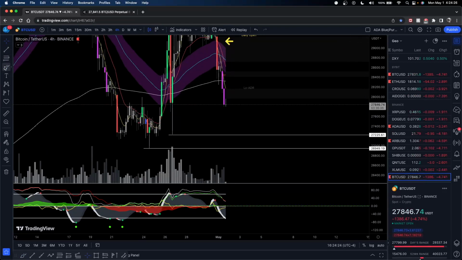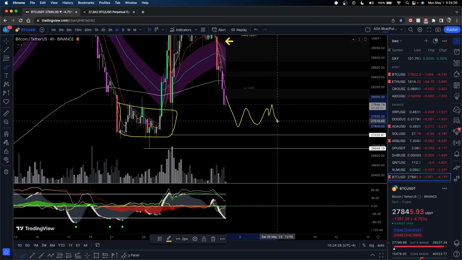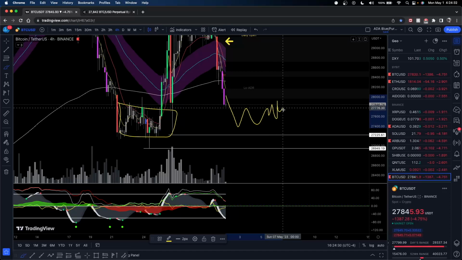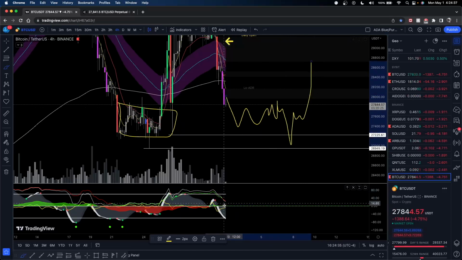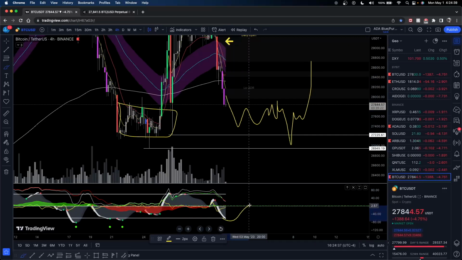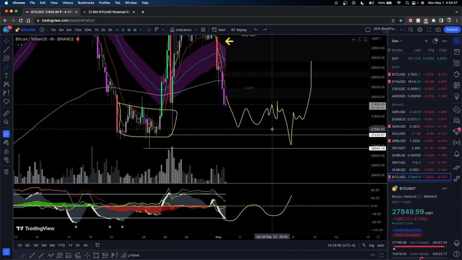Look at this range over here, right? So we could just come down a little bit more, hang around here, spike up, freak everybody out, spike down, freak everybody out, and then come back up. And then this chart could look something like this, where we have a nice 4 hour bullish divergence. Money flow could come down a little bit and then come up, right?